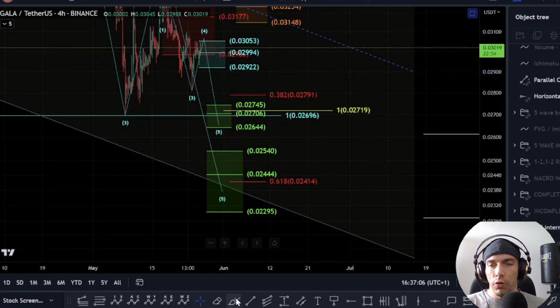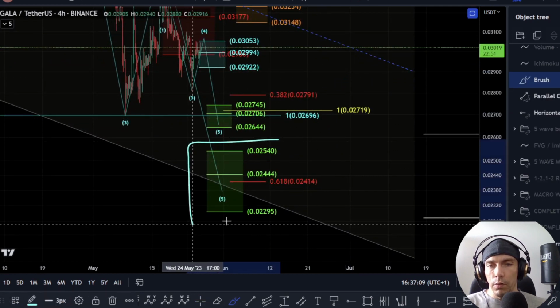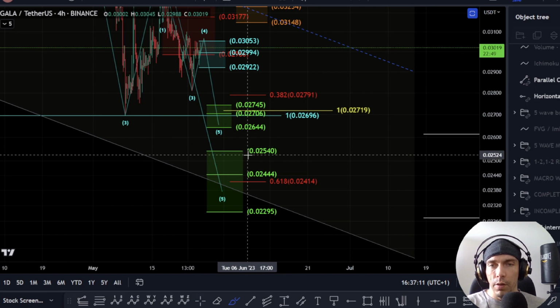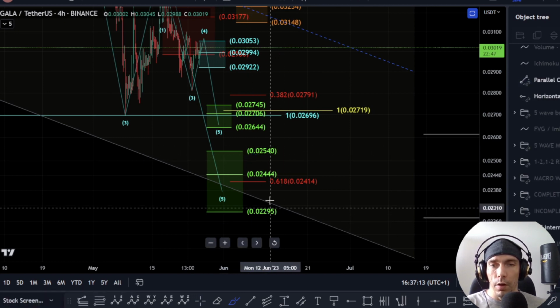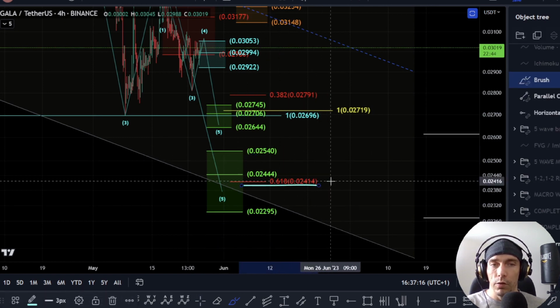However, if we do look to push down deeper here, then we could look to fall down into this lower target box between this 0.2540 to this 0.2295. The 0.618 is also sitting within there.